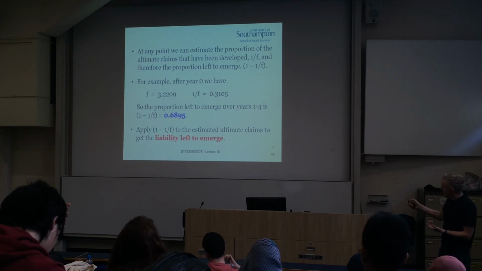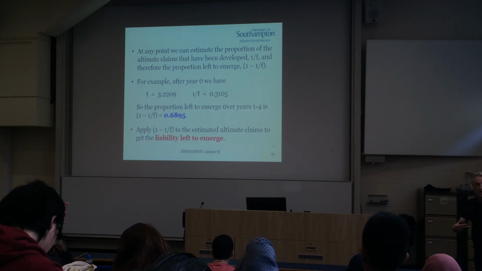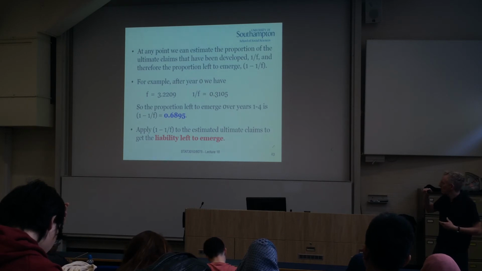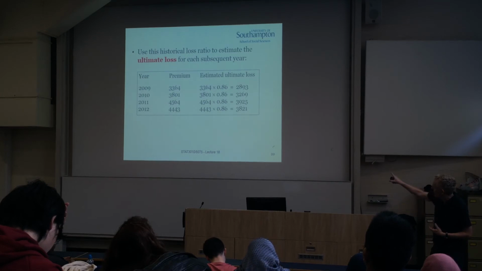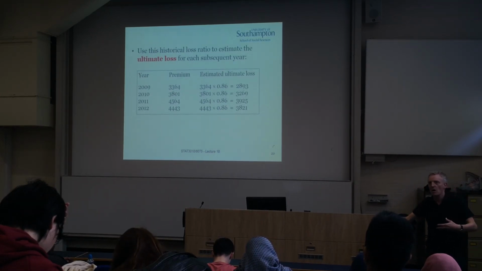And then what you do is apply this percentage that is left to emerge to your initial prediction of the total claims payments made back here, which used the historical loss ratio and the premiums.